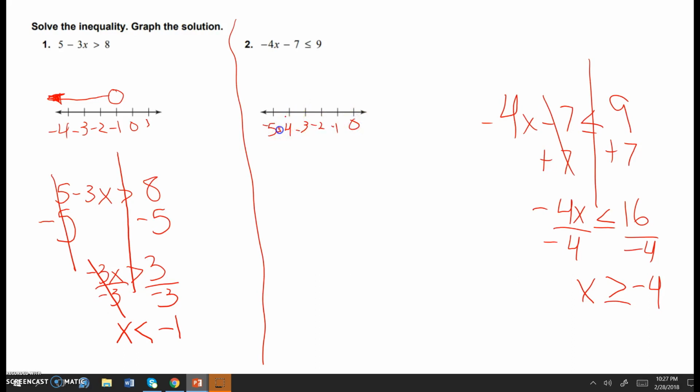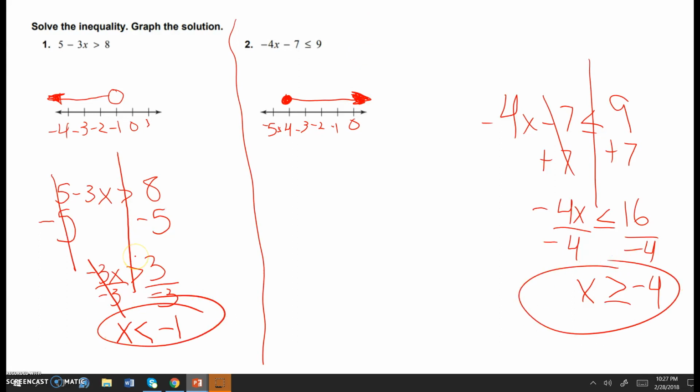Okay. It's going to be a closed circle above negative 4, and it says x is anything greater than negative 4, so everything bigger is to the right, so that's why our line and arrow is going to go to the right. So these are our answers for our inequalities. Those are our graphs.